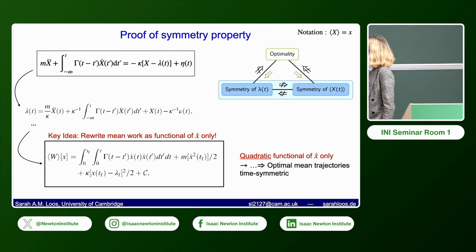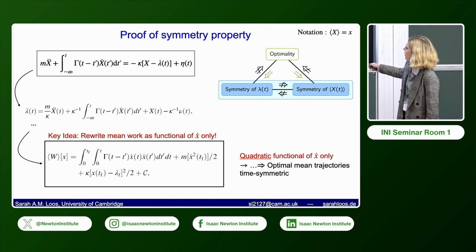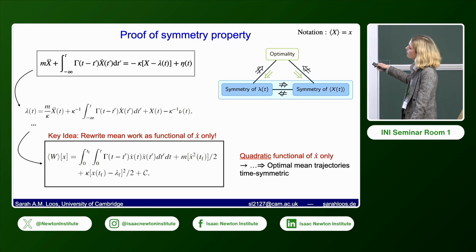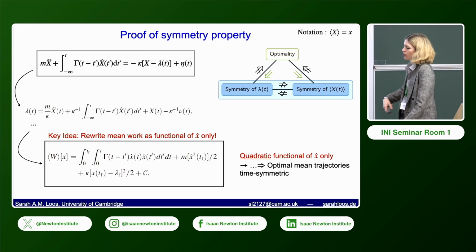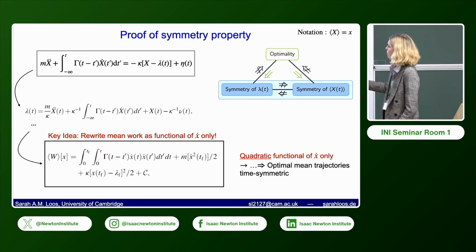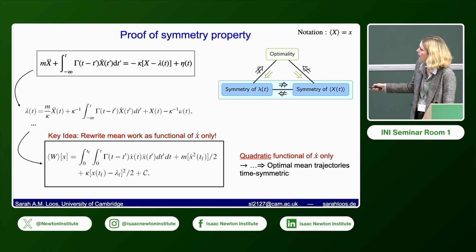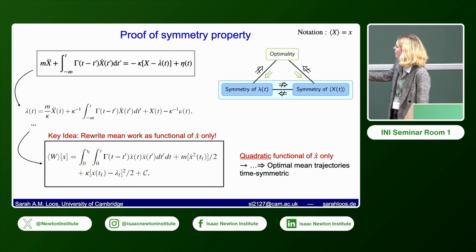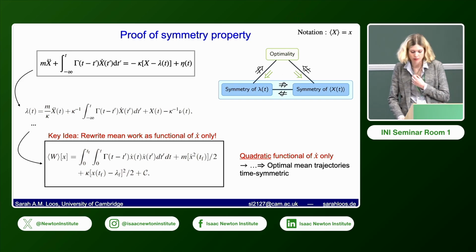A similar thing can be done by rewriting the work functional as a function of only the mean particle position. In order to do this, you plug in the first law and do some modifications, and then you can see that you can write the work functional also in this form. And again, this is quadratic in x dot. So by the same arguments that I presented before, we find that any optimal protocol needs to be symmetric in x.